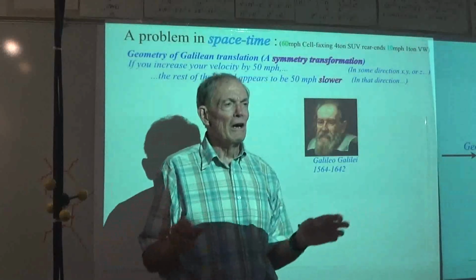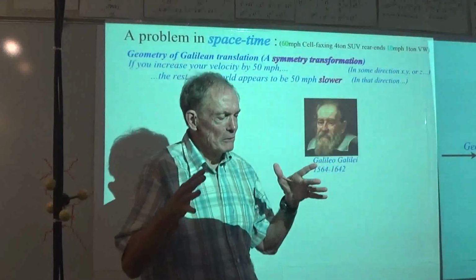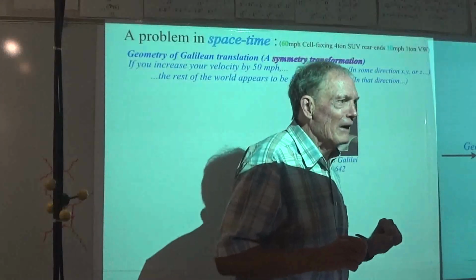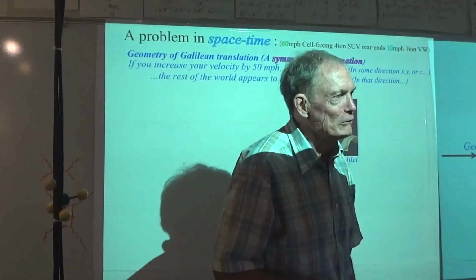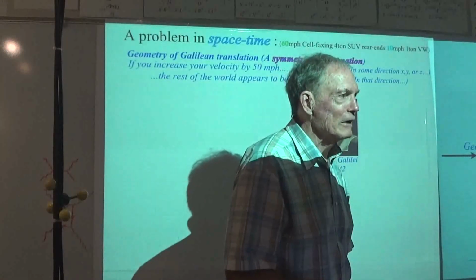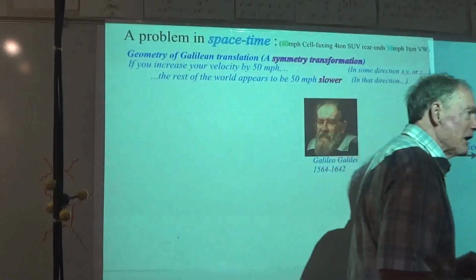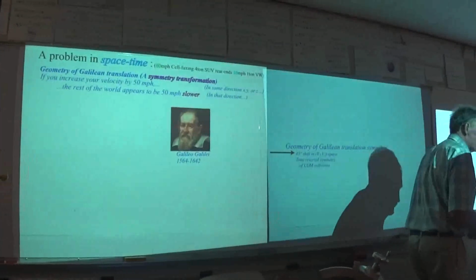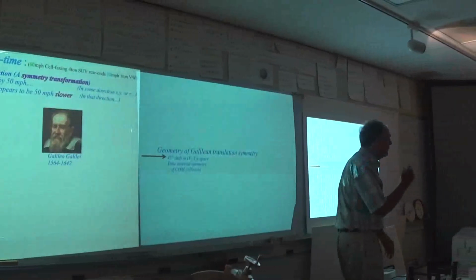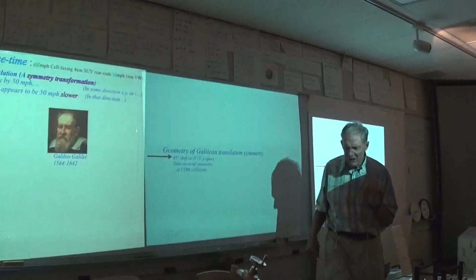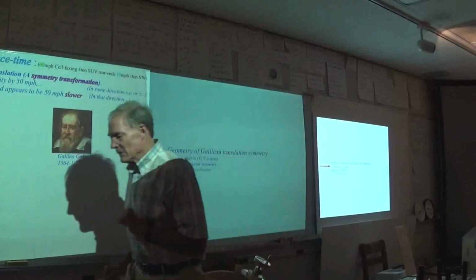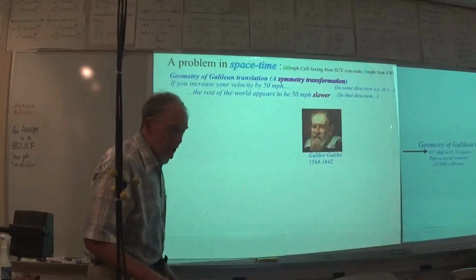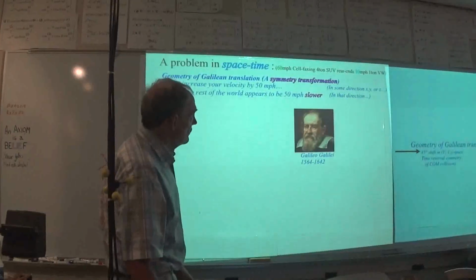So say I'm some kind of coach, and I'm angry that you're not moving. I can convince you to move at 5 miles an hour that way, or I could simply walk 5 miles an hour this way. Now I've accomplished that goal, right? You're all going 5 miles an hour that way. That's relativity of the Galilean type, and that's his idea right there: everything appears 50 miles per hour slower.